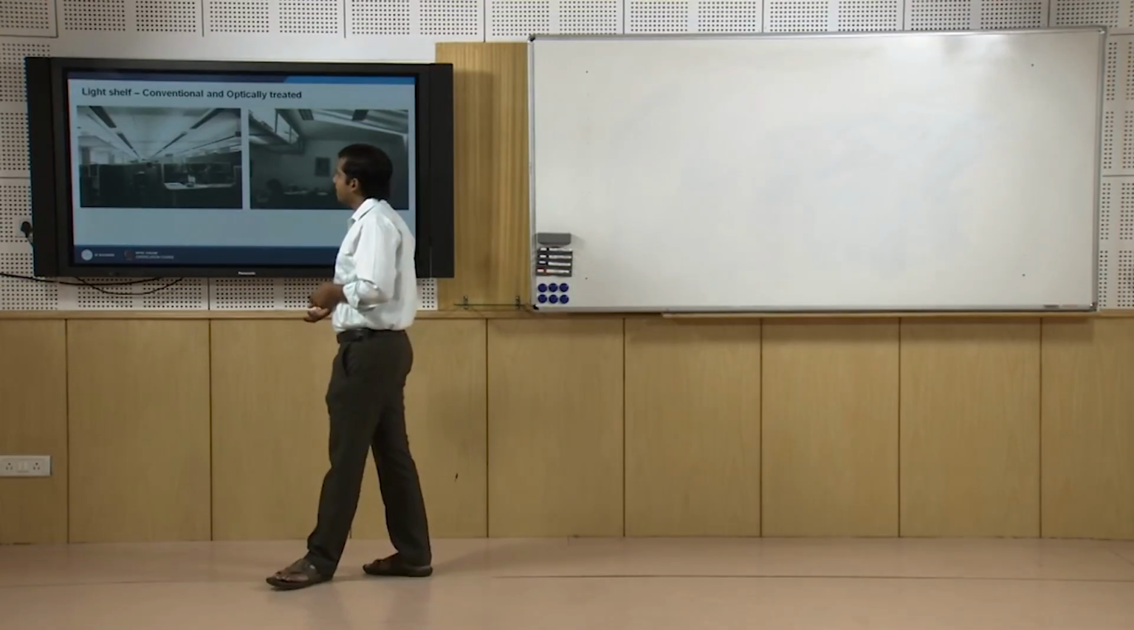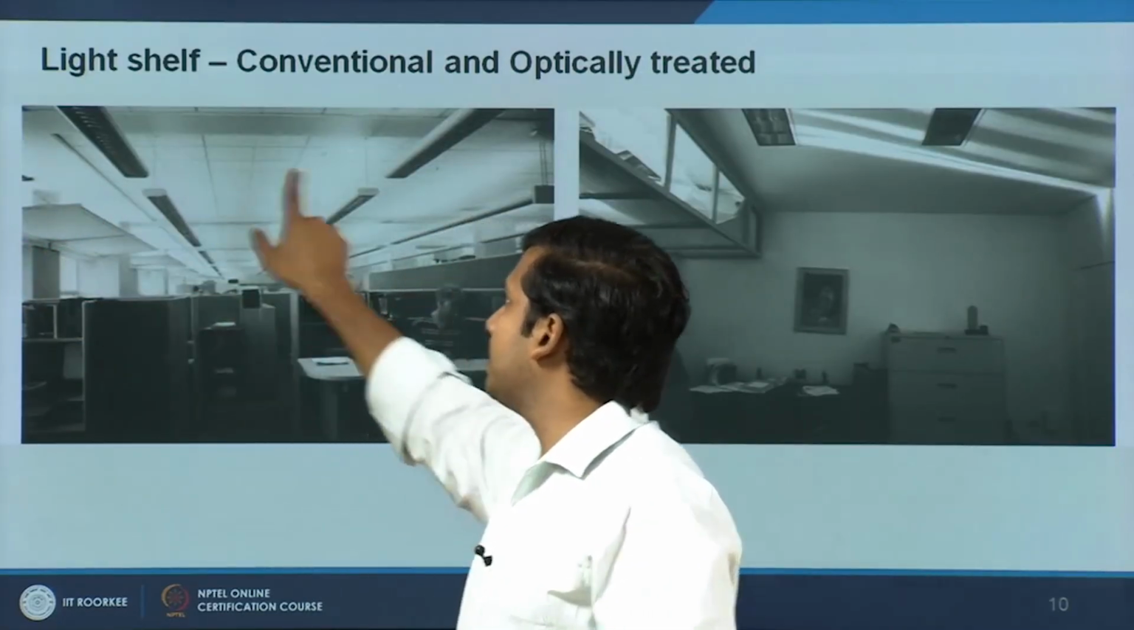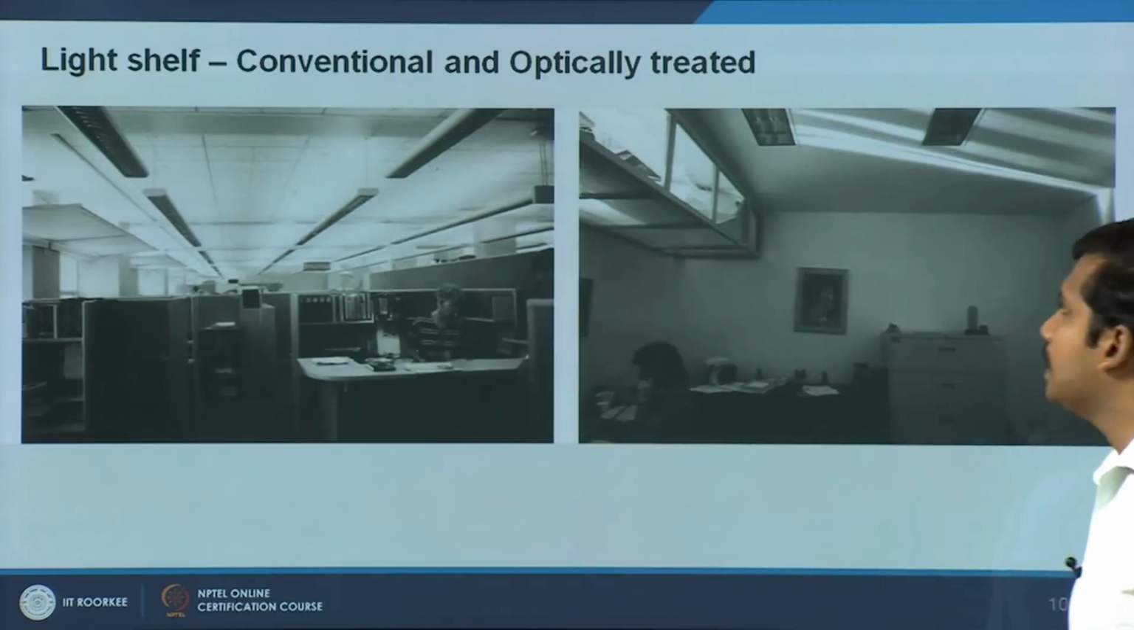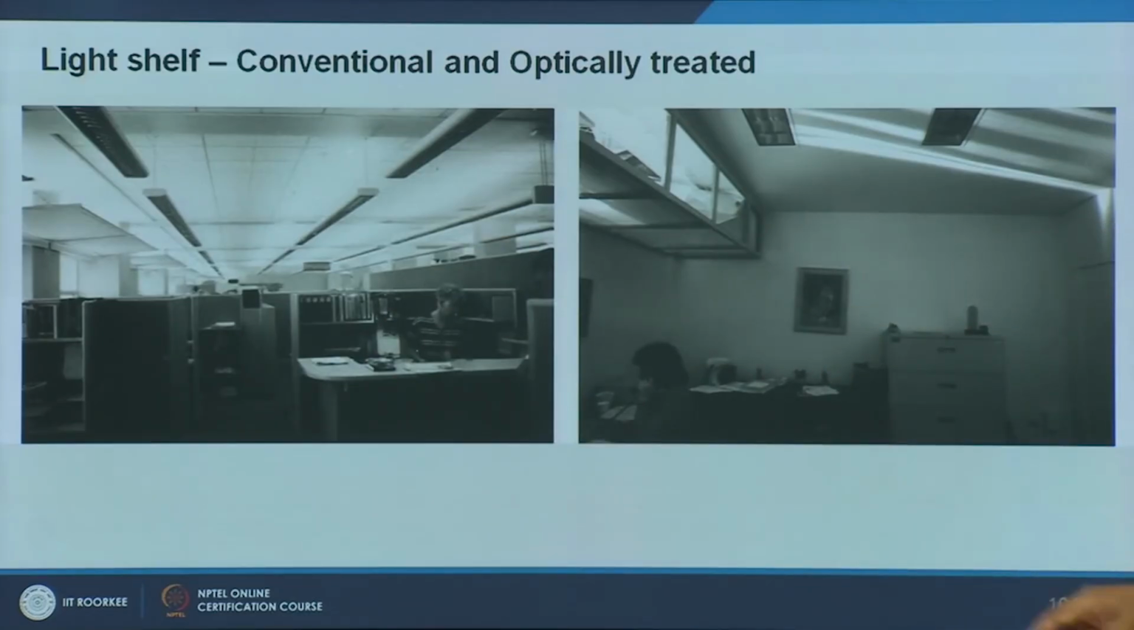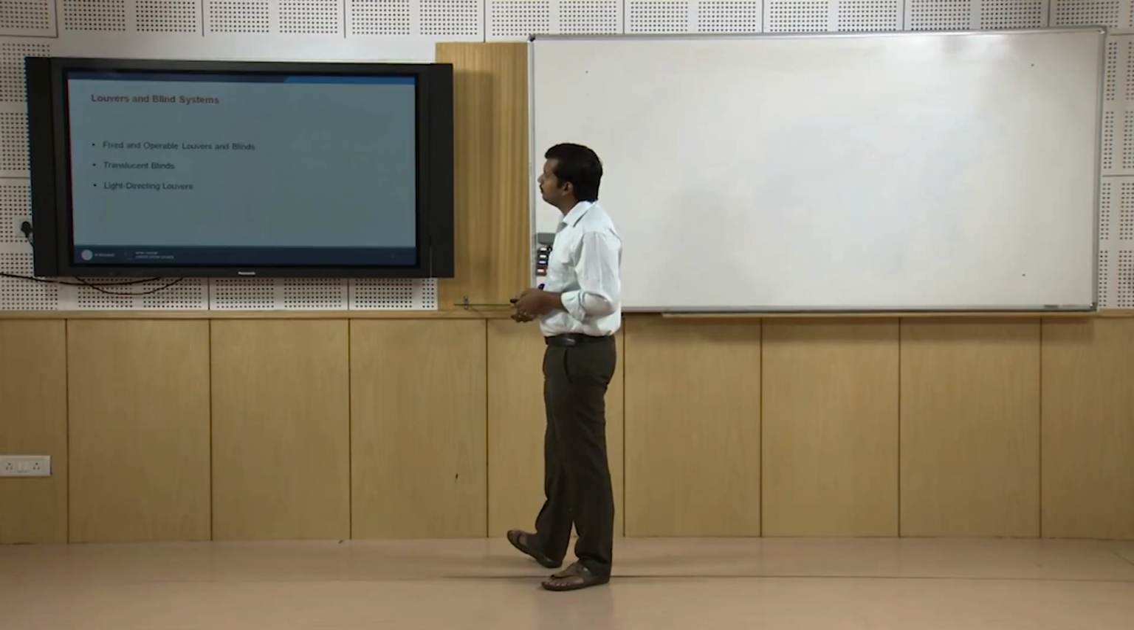Typical example of light shelves, you can closely look at it, they are projected inside and without any artificial lighting, you get the desired amount of light which is available. Again here it is getting reflected to the ceiling, getting back to the workplace. Without artificial light they are able to perform typical office activity.